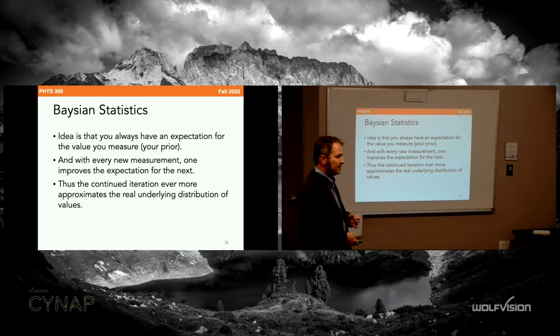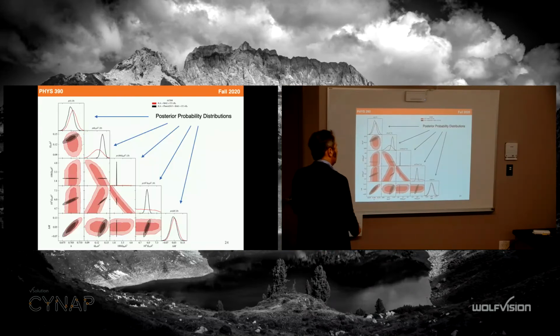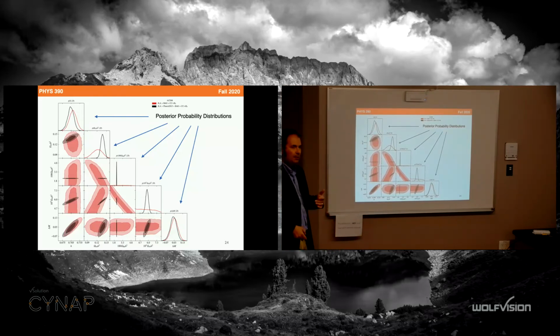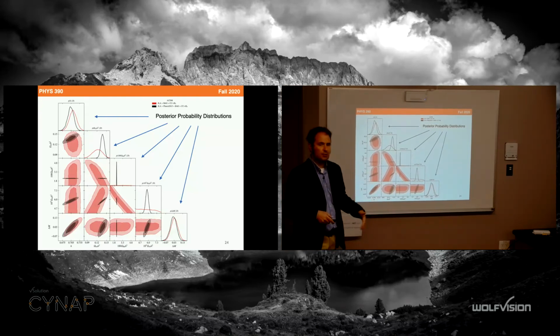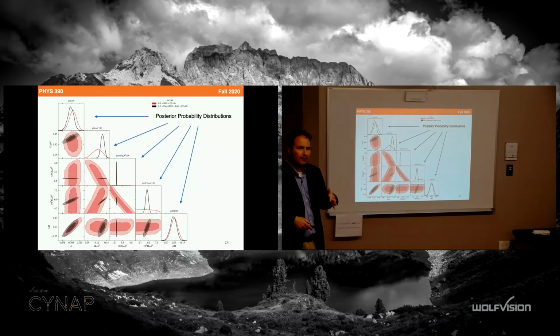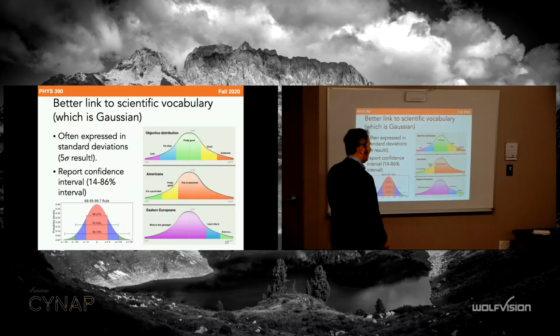So the idea in Bayesian statistics is that you always have a prior and you update your expectation as new data comes in. So these are the posterior probability distributions. That's actually the thing that the walkers are sampling. It is the thing that we also get out, and that is, here's your probability distribution. You had an initial value, but here's the actual distribution that you get afterwards.